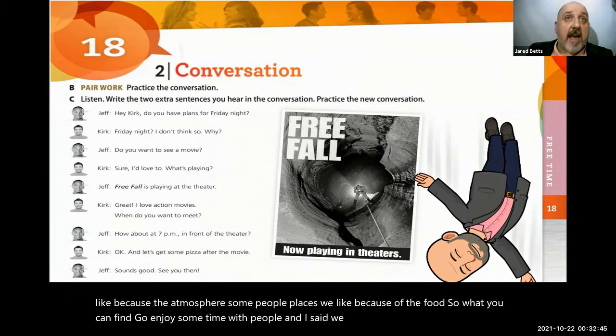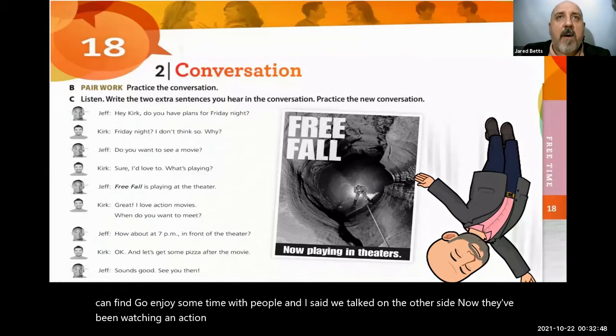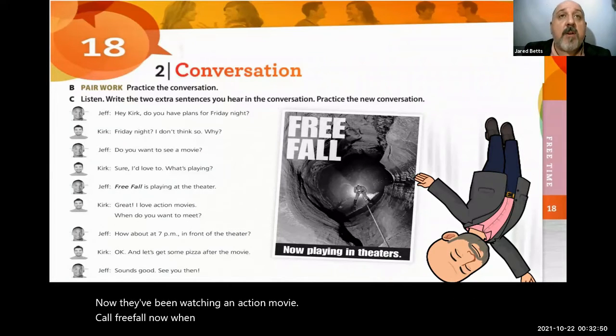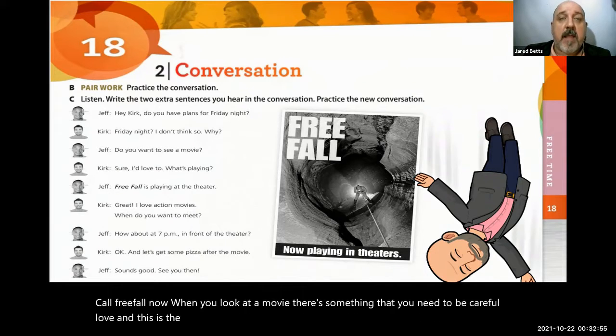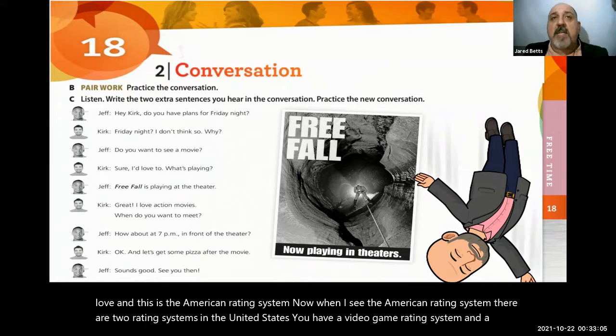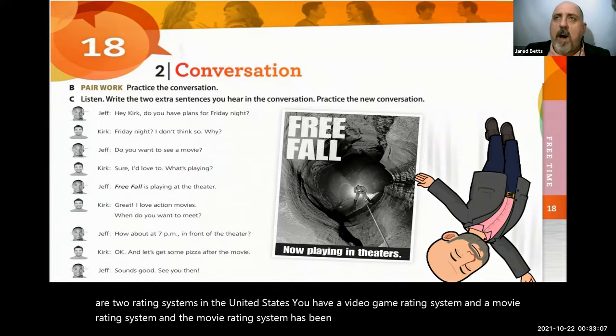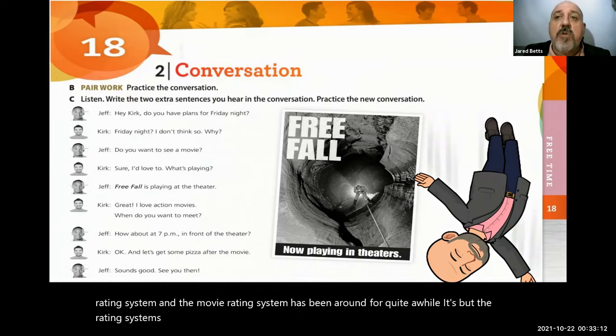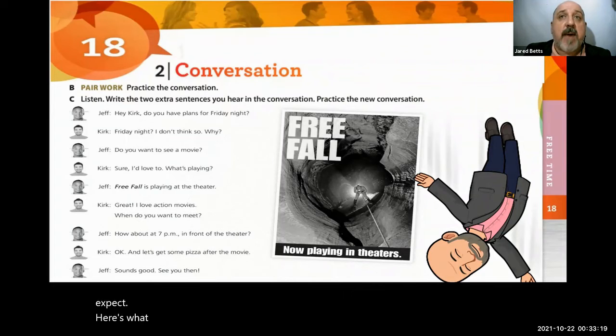Now, they're going to watch an action movie called Free Fall. Now, when you look at a movie, there's something that you need to be careful of, and this is the American rating system. There are two rating systems in the United States. You have a video game rating system and a movie rating system. The movie rating system has been around for quite a while. But the rating systems are designed to let you know before you watch the show what you can expect.